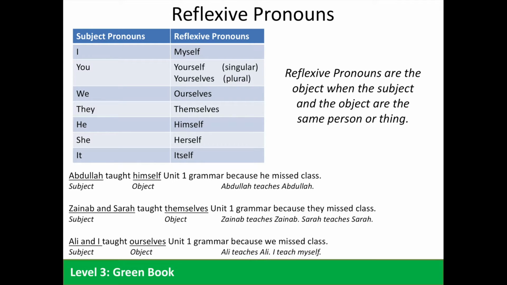Last example: Ali and I taught ourselves Unit 1 grammar because we missed class. Again here, Ali and I, the subject, is the same as the object of the sentence, so we can use a reflexive pronoun.